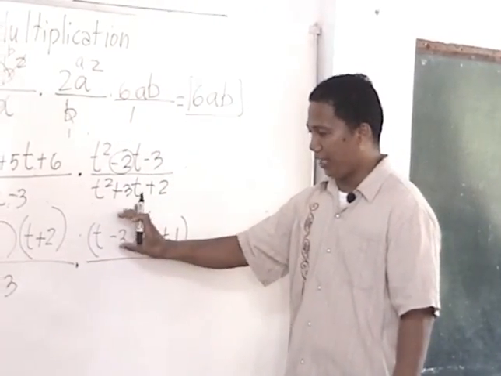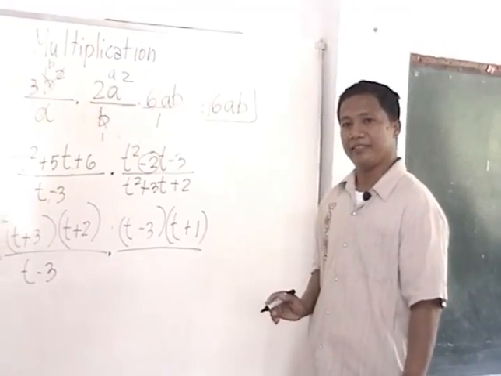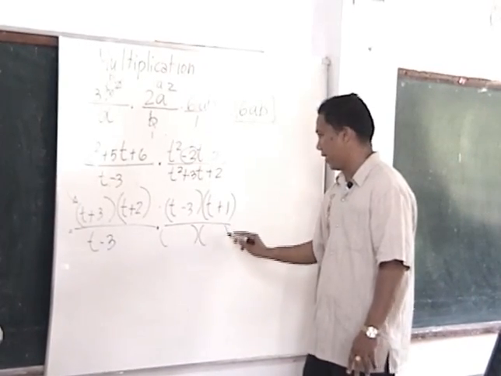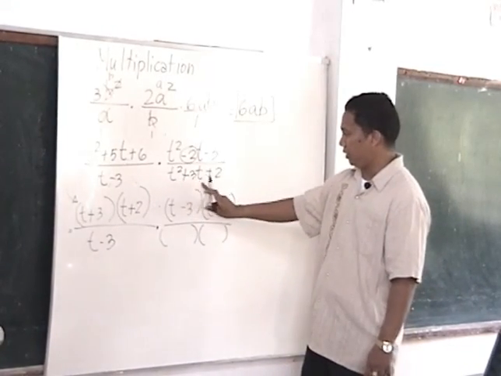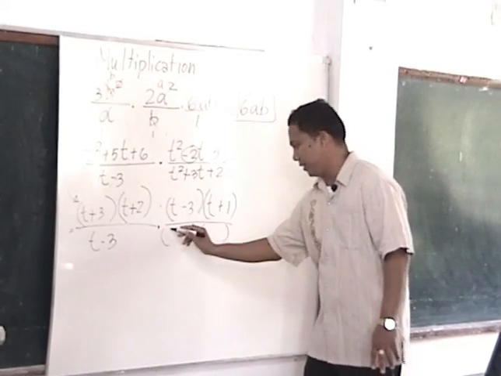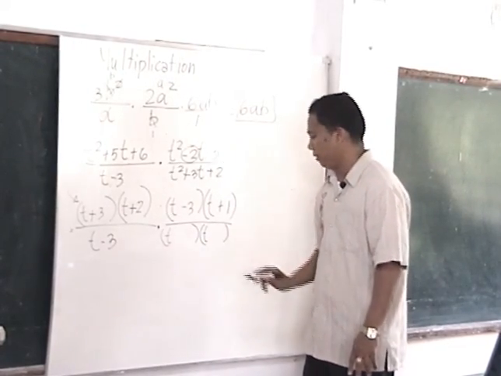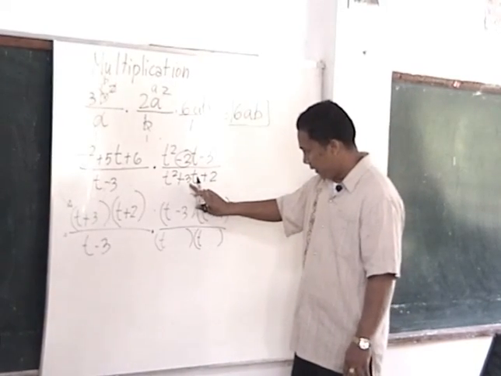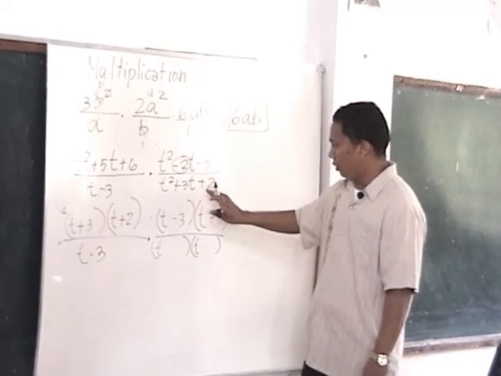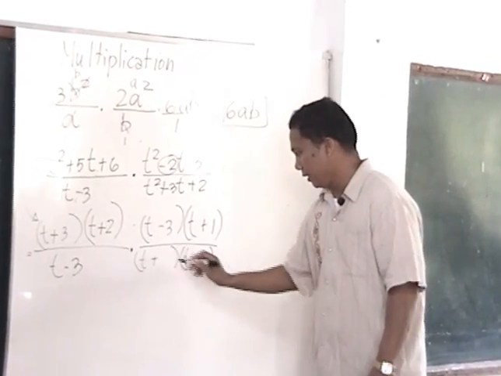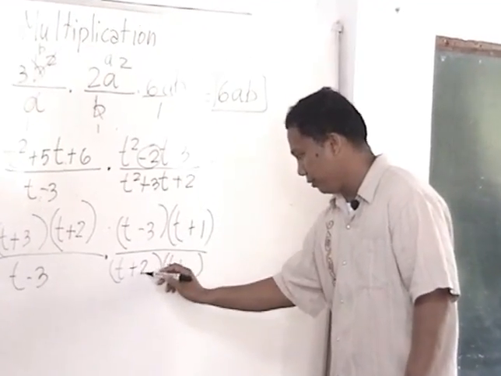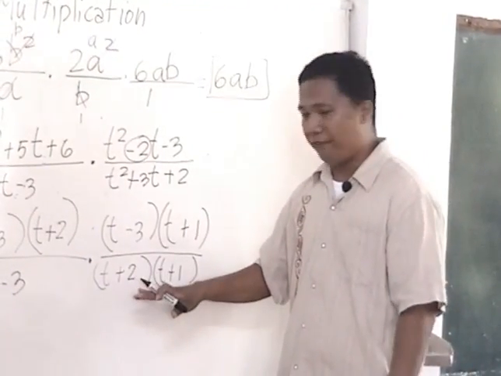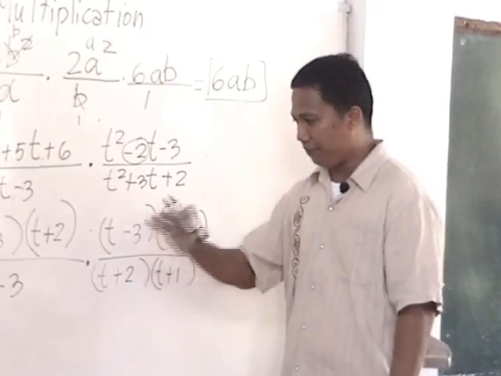Now, we have the numerator. How about the denominator? We have to factor it out too. We have t squared plus 3t plus 2. As you can see, another t will be the first term of the binomial. And we have 2 here. But the middle term is 3. So we have to use plus 2 and plus 1 to complete the equation and to complete the factoring technique.